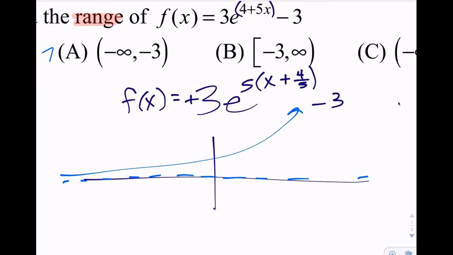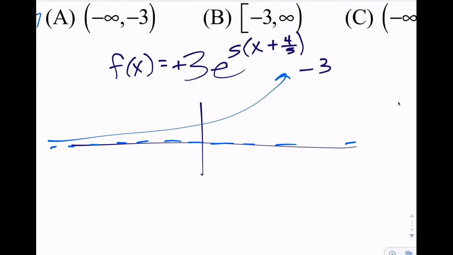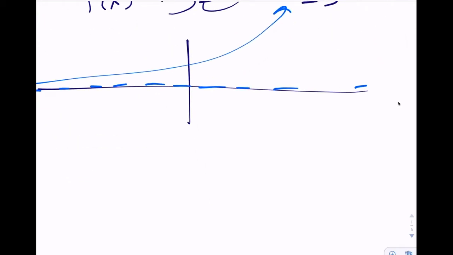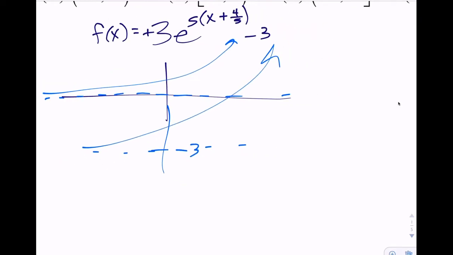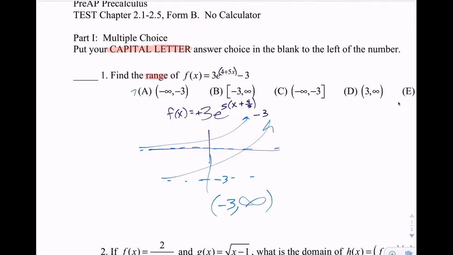And now all we're going to do is do what? Move it down 3, right? Down 3. So here's negative 3. And the graph is going to have the same shape above there. What's the range? Negative 3 is the lower bound. Do we actually hit it? No. And then it's everything above to infinity.